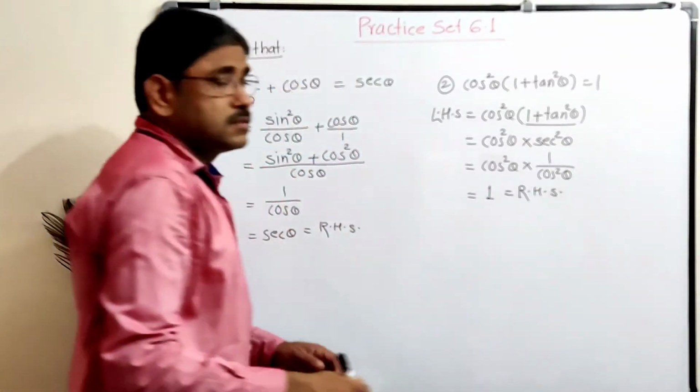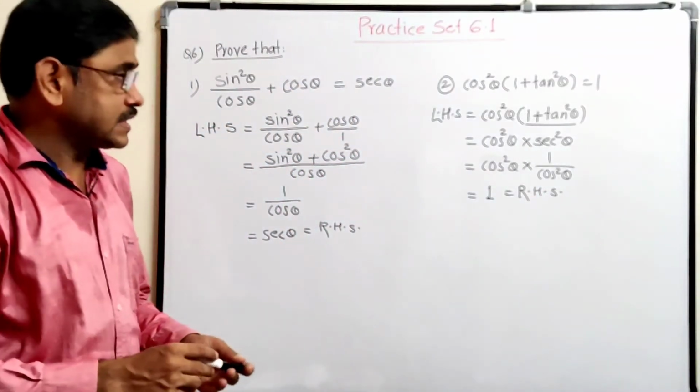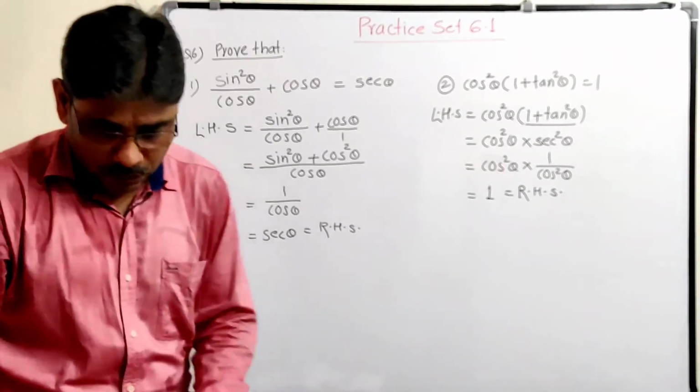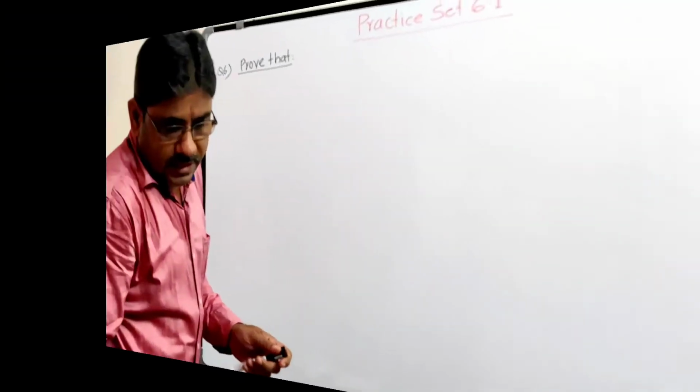So in this way some sums are very easy, some are a little difficult. So we must know all the formulas of the trigonometric ratios to solve these. Now let us see the third sum.